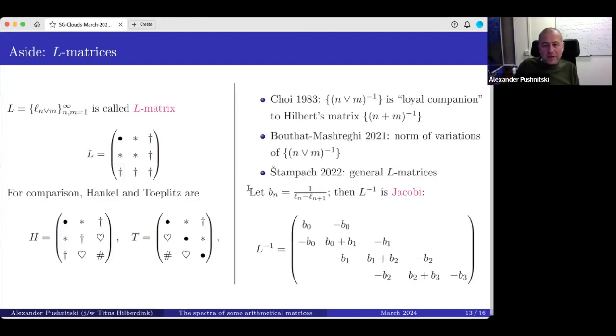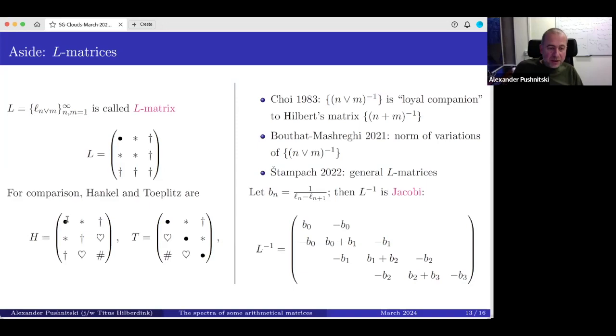Now I want to make a little aside about L matrices. It's not strictly speaking about the same topic, but because I've mentioned matrices depending on the maximum of n and m, I wanted to talk about this a little bit, particularly to popularize this interesting class. A matrix whose nm element depends on the maximum between n and m is called an L matrix. L, because the constant elements live on these L-shaped lines. This is how the entries of an L matrix look.